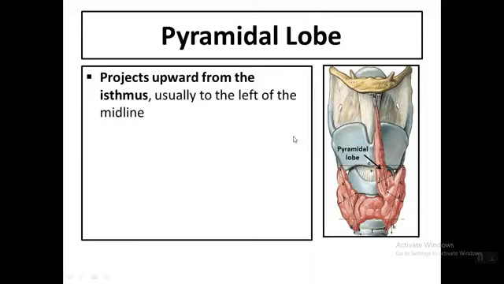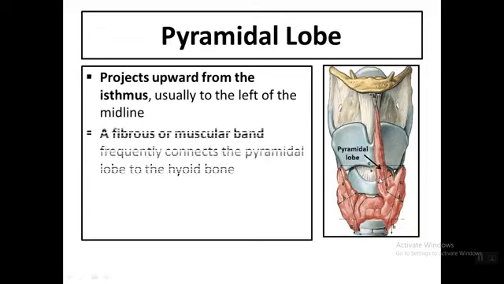Another lobe that is called the pyramidal lobe. This pyramidal lobe is projecting from the isthmus, usually upward, usually to the left، يعني جهة left. So this pyramidal lobe projects upward from the isthmus, usually to the left of the midline، أقرب إلى جهة left. قاعد نشوف هذا pyramidal lobe راح يمتد upward.